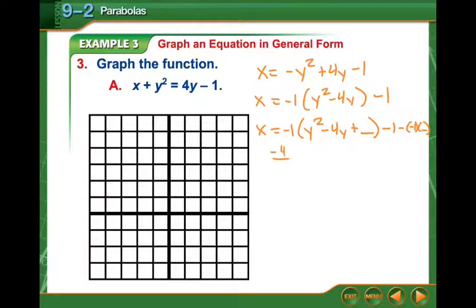Oh, we need to figure out what goes in the blank. So we take the negative 4, we divide by 2, and we square it. So negative 4 divided by 2 is negative 2. Negative 2 squared is 4. So that's what goes in both of our blanks.